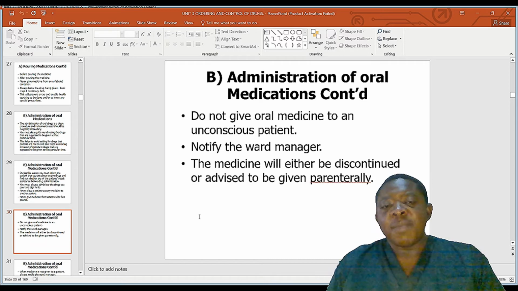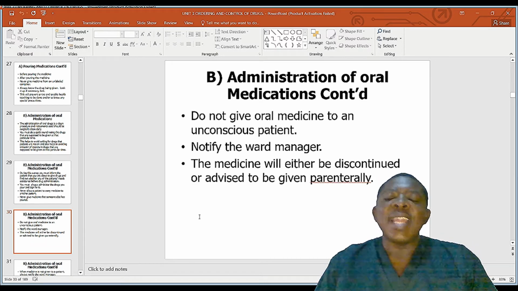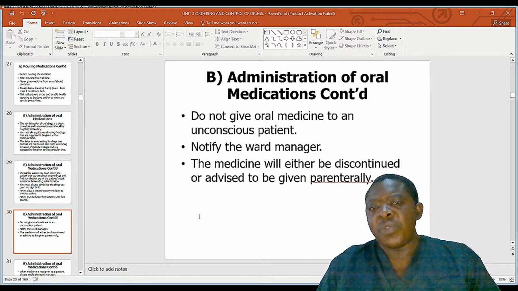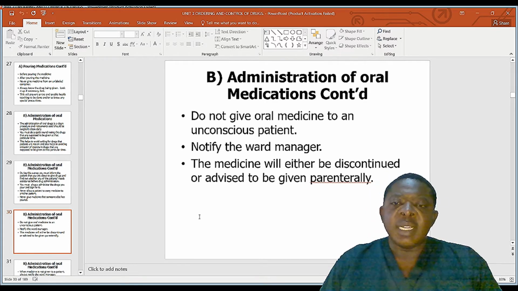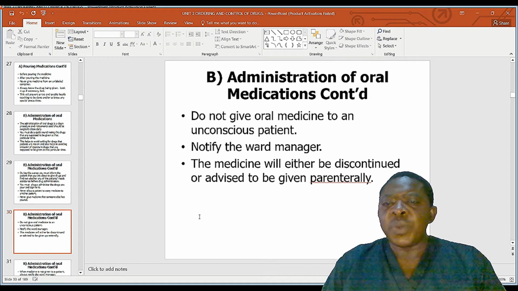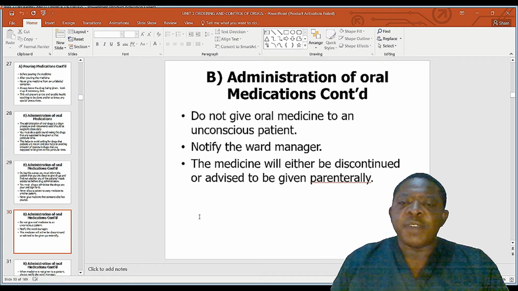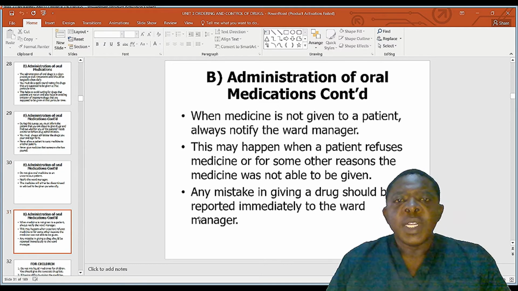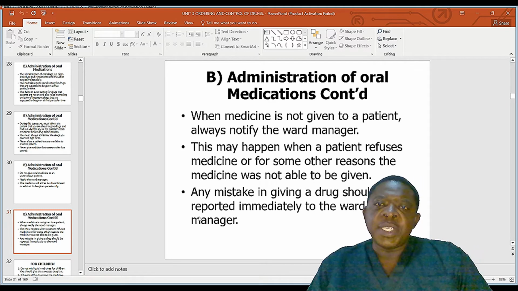Notify the ward manager if there are any adverse effects of the drug so that the necessary antidote can be given. The medicine will either be discontinued or advised to be given parenterally for unconscious patients.